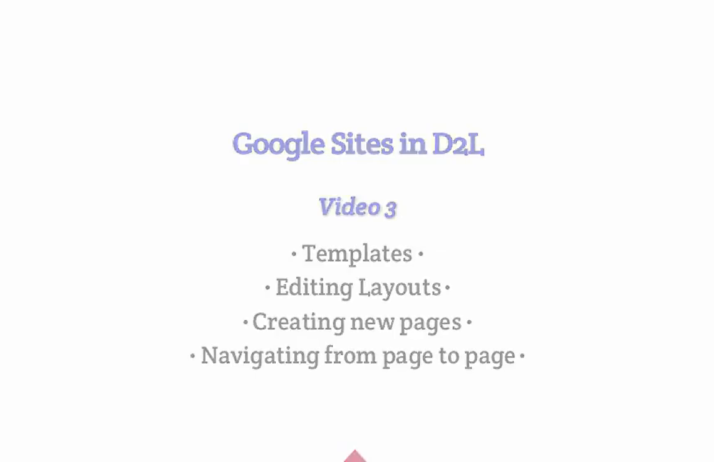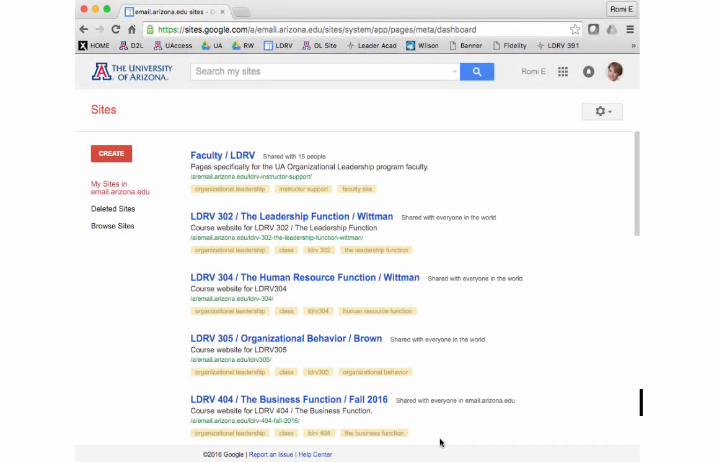Let's get started. In videos 1 and 2, we walked through how to get started within Google Sites and get your own section set up, your own My Sites area within the Google Sites at email.arizona.edu. So you should be able to log in to get to this point. It's very easy. You use your UA NetID and password. What you're seeing before you is the directory of websites specific to the LDRV program that I teach for.